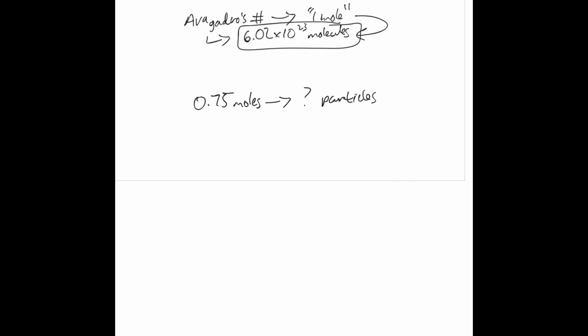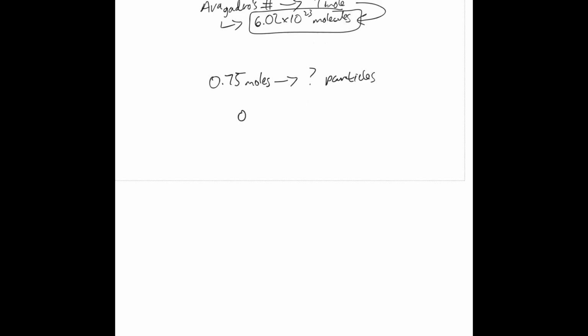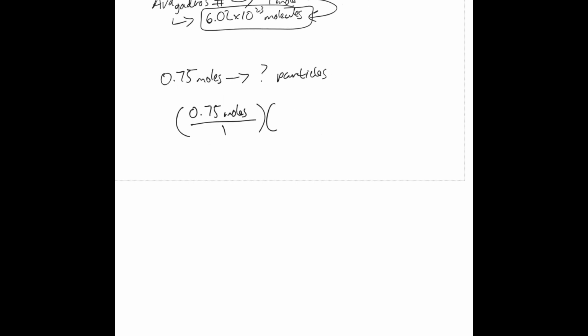So we can set up an equivalent fraction just like we've done before. We had 0.75 moles, which is our given supposedly. We put that over 1 in the equivalent fraction, and let's set this equal to the number of particles. So we're going to have moles on the bottom because we want to get rid of moles and end up with particles. So the moles will cancel out. And we know that 1 mole, like we said before, is going to be this value up here, 6.02 times 10 to the 23rd particles.